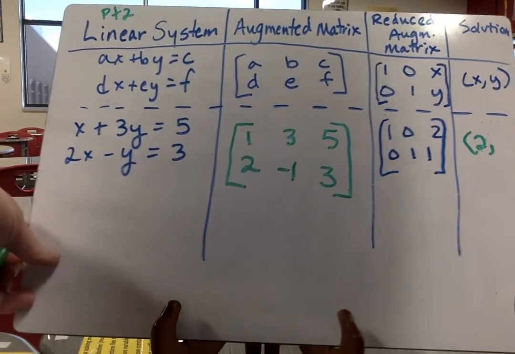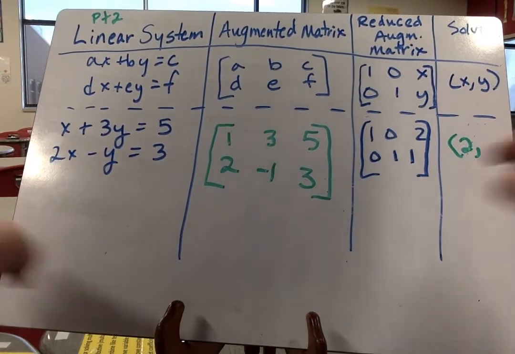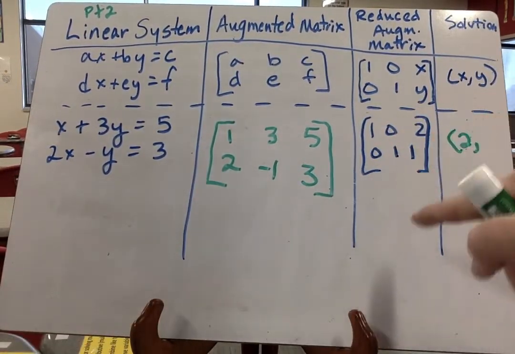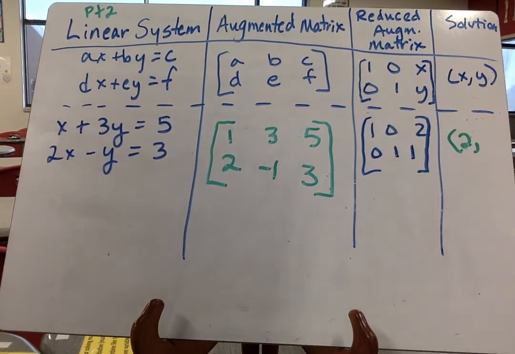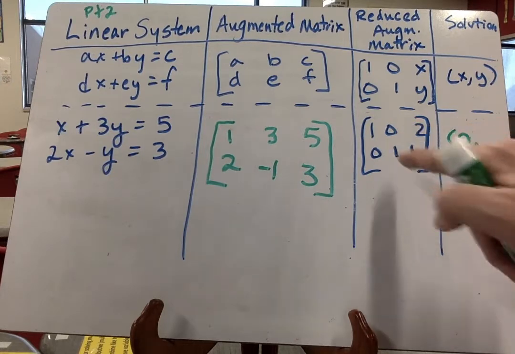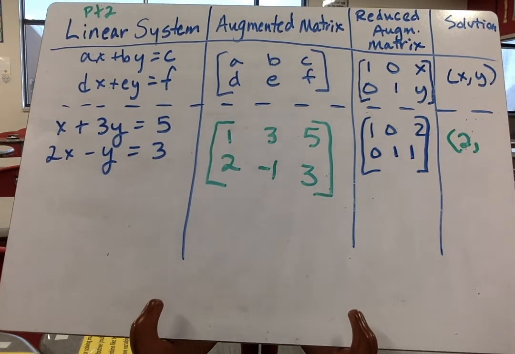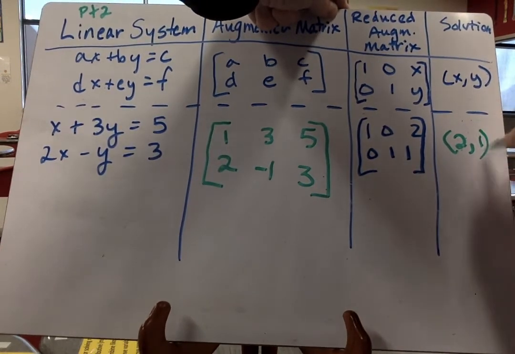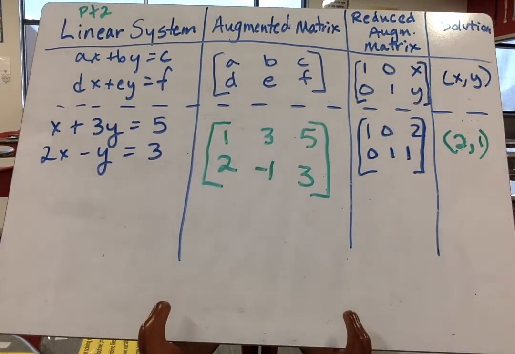Now we're going to put our y value. Our y row is 0, 1, 1. This means you have to have a 1 there for that to be our y value. So if 1 is there, whatever number is here is going to be our y value. This time it happens to be 1. So (2, 1) will be our solution for that particular system of equations.